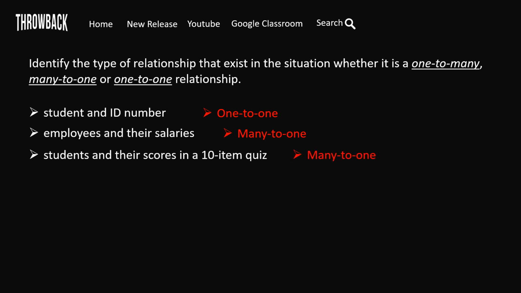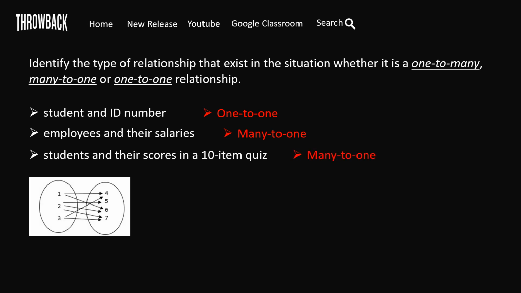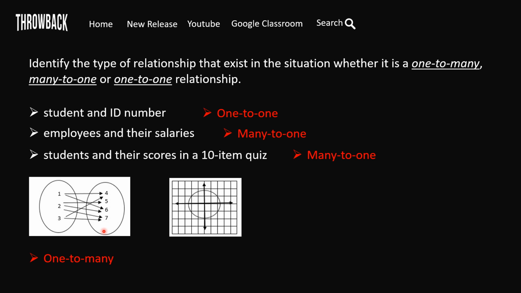This is many-to-one relationship. First figure, what we observe in this figure is that in set A, element 1 is mapped to 4 and 6. Element 2 is mapped to 5, 6, and 7. Element 3 is mapped to 4 and 7. Therefore, we can say that it is one-to-many relationship. How about this second figure?